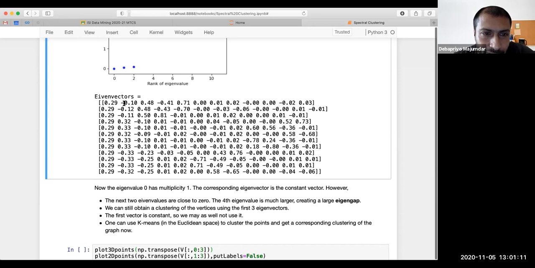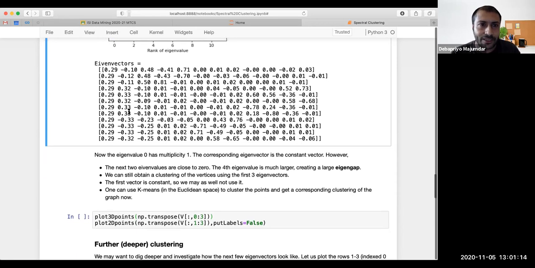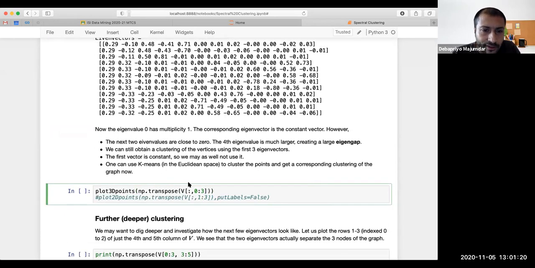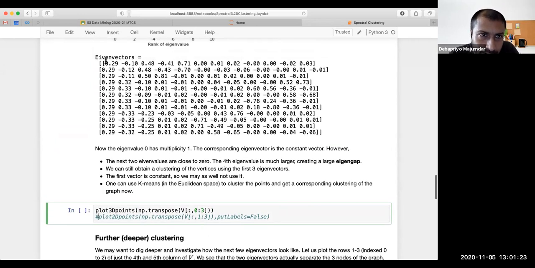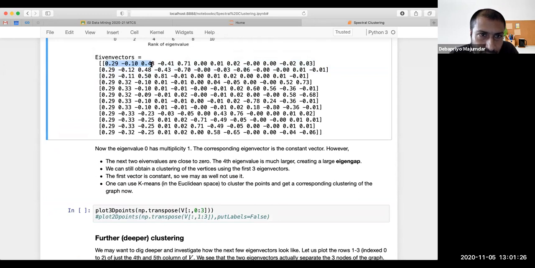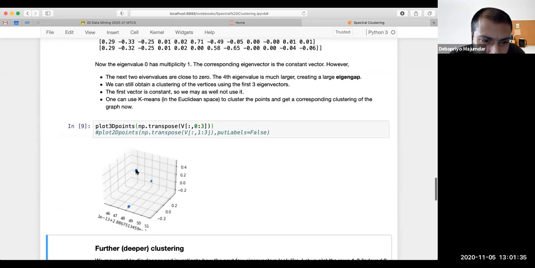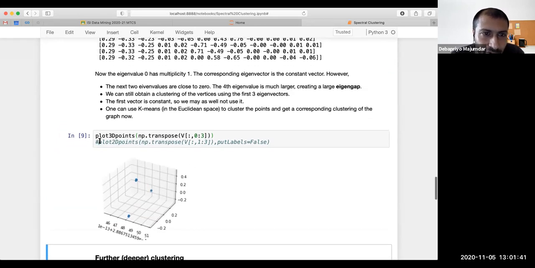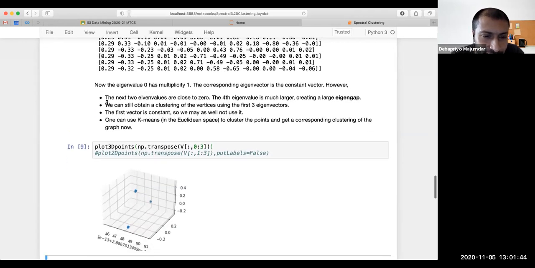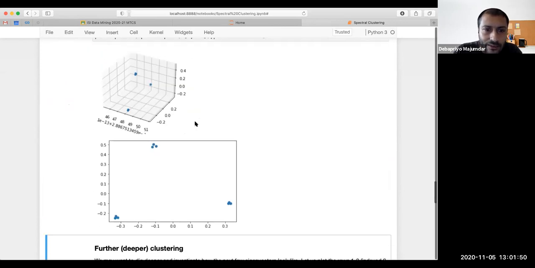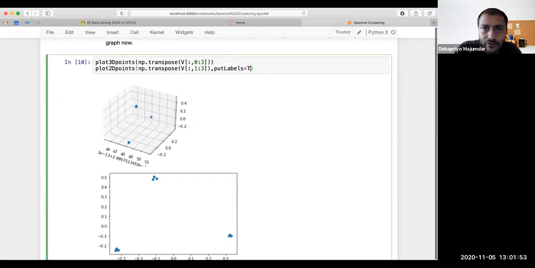We can either inspect the numbers here, or we can actually plot them. So what if we simply plot this much of the matrix, the first 3 eigenvectors? Just like before, if we simply plot that, we see that the points are not collapsed onto each other, but they're like this. But that's not such a good plot. Because the first eigenvector is useless, we can plot it in 2D, and let me put labels equal to 2.